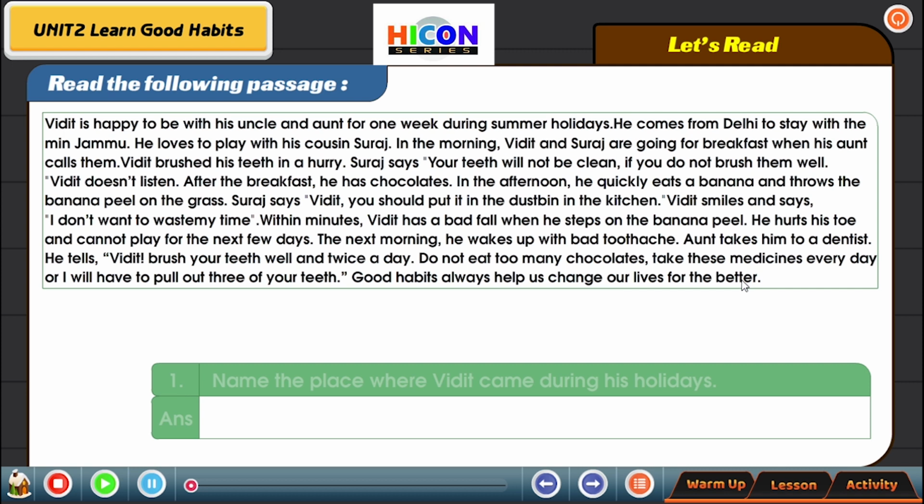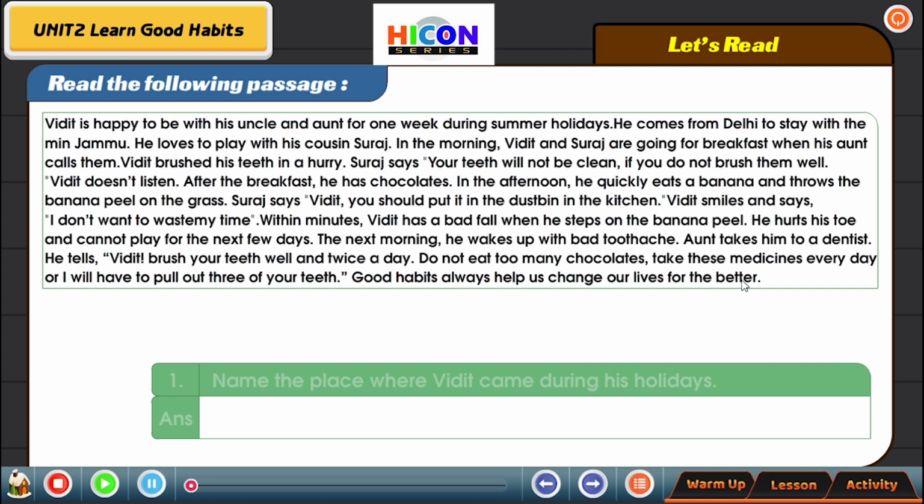See, Vidit got his teeth damaged, and the doctor said, if you do not take care of the teeth properly, the next time I have to pull 3 of your teeth out. How many? 3. See, his cousin Suraj told him earlier not to throw the banana peel over the floor, to brush the teeth properly. Vidit was not a good boy, isn't it? Vidit was not a good boy and he never listened to these words.